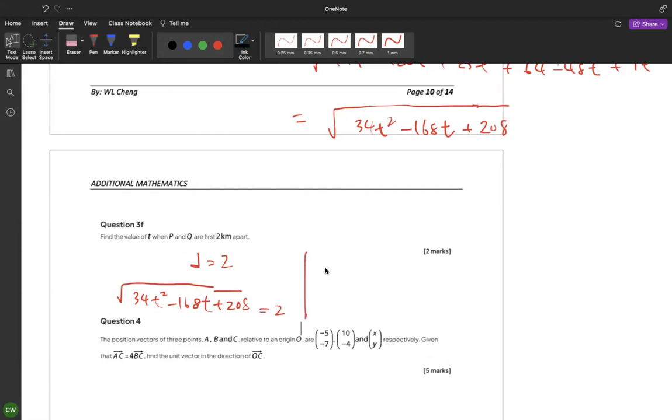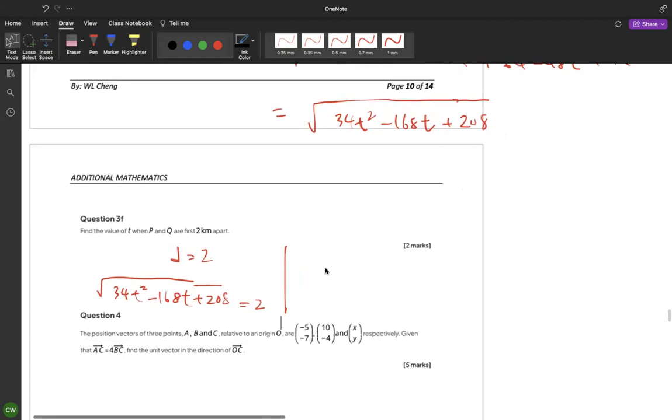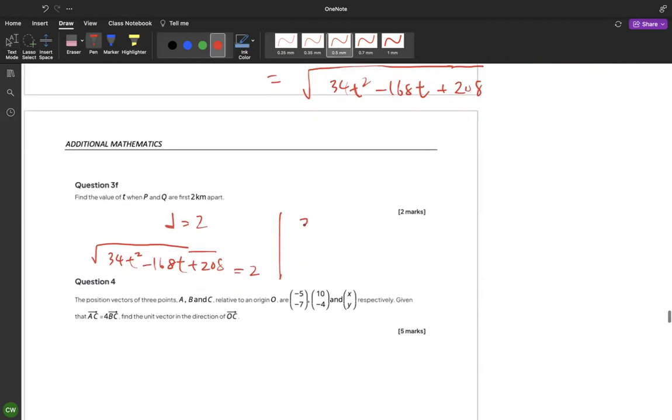Okay, try yourself. If you say it's tough, actually not really very tough. Just a normal equation. Okay, try to find how far apart. How do we solve this? Square both sides. You must square both sides. That means 34t square minus 168t plus 208 is 2 square, so it's 4.